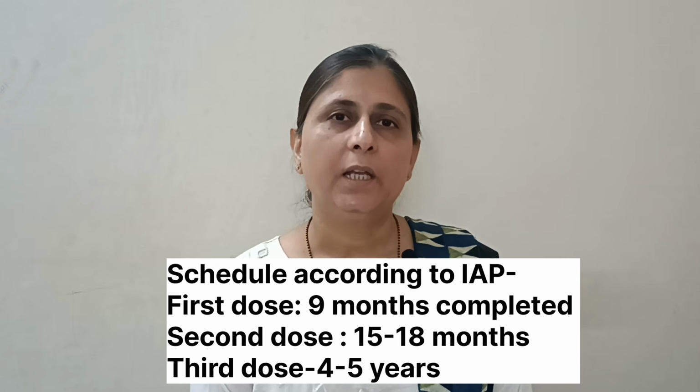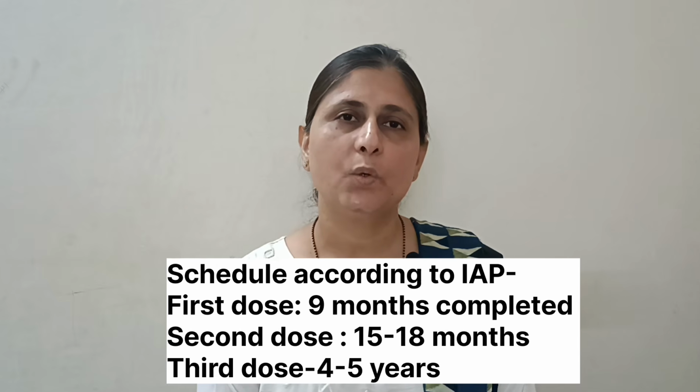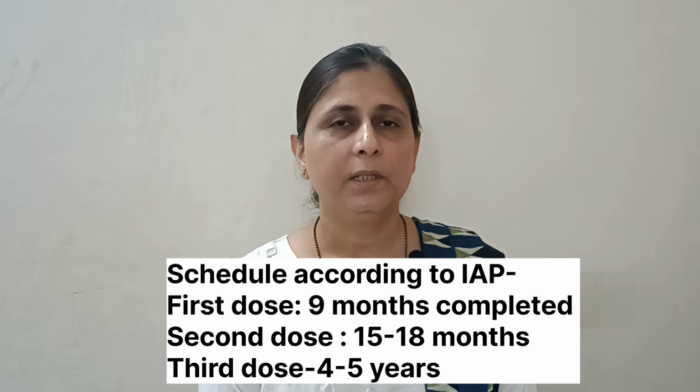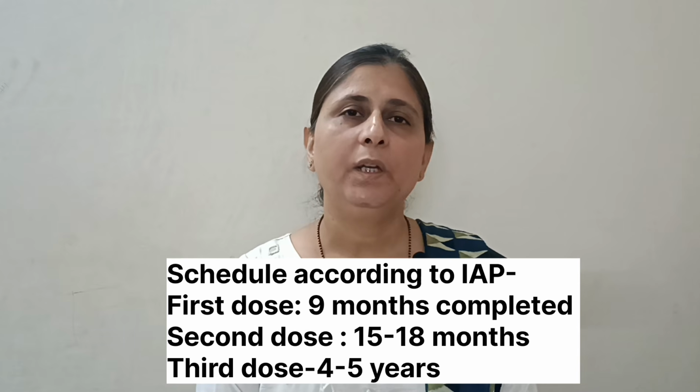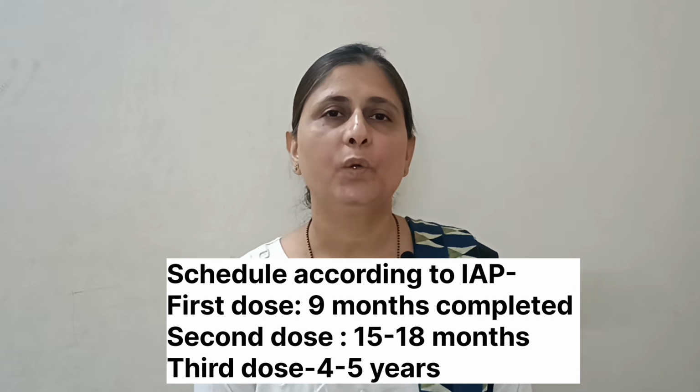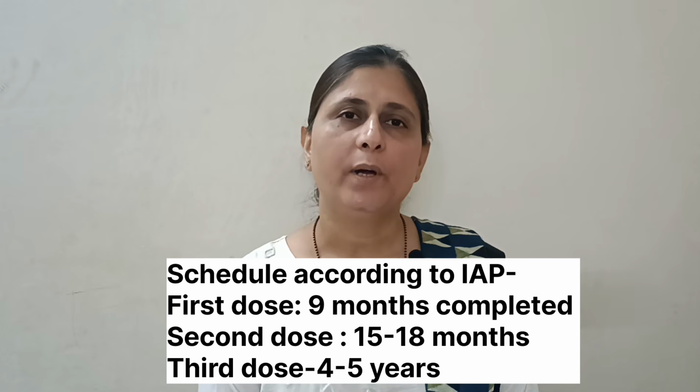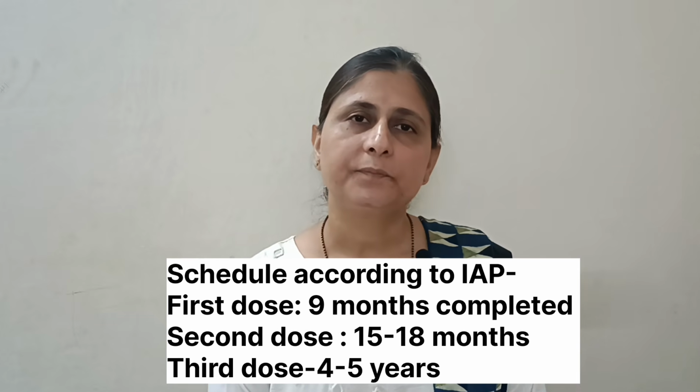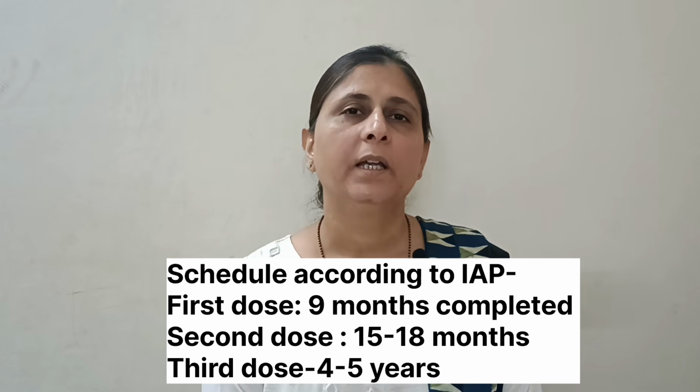According to the IAP, 3 doses should be given. The first dose at 9 completed months, the second dose between 15 to 18 months of age, and the third dose between 4 to 5 years of age. And according to IAP, the MMR vaccine should be preferred.